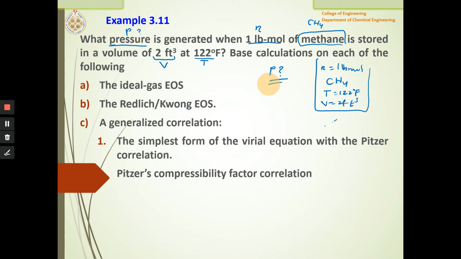So definitely it's a gas. But whether the ideal gas behavior assumption is correct or not is another story. So that's why you can see later on, part B, they ask for the Redlich-Kwong equation.